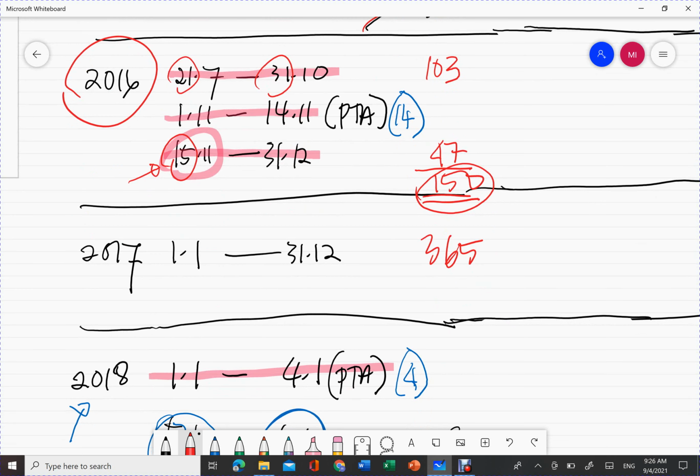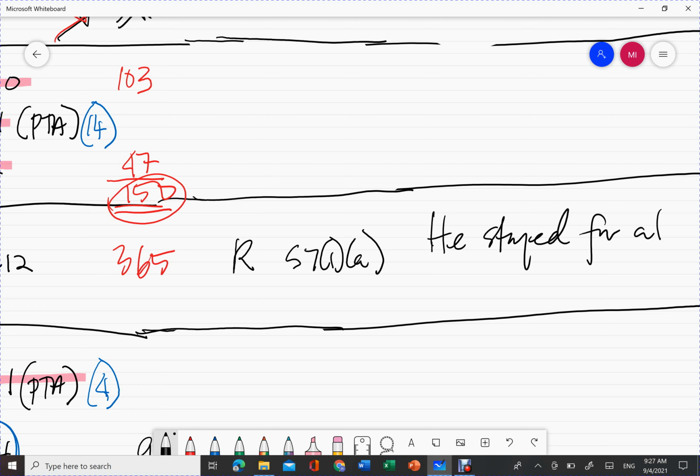Look at year 2017, he stayed in Malaysia for 365 days. So definitely what would happen here is that Mr. Austin akan jadi resident by virtue of section 71A. Why? Because he stayed in Malaysia for at least 182 days. And for this case, they stay for how many days? 365 hari. Okay.